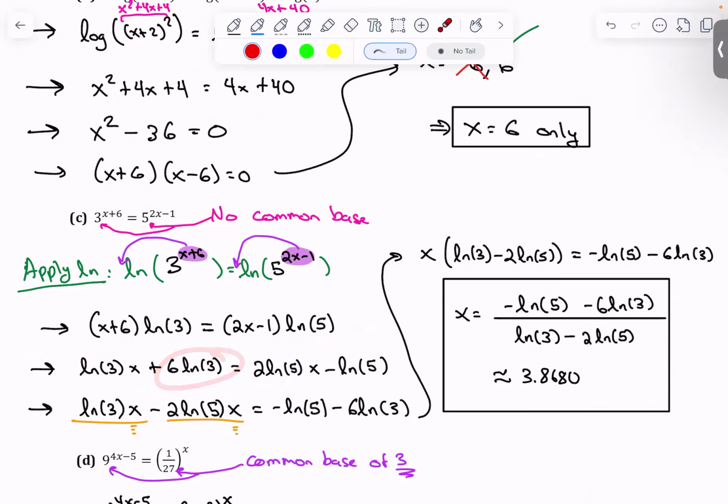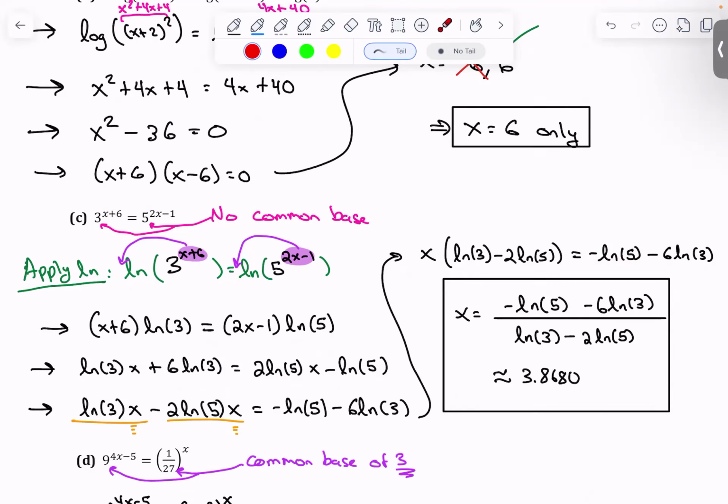6 natural log of 3 and negative natural log of 5, they're just numbers. So I bring the numbers to one side, the x terms to the other, and that allows me to factor out an x. I've got x times natural log of 3 minus 2 natural log of 5 is equal to negative natural log of 5 minus 6 natural log of 3.